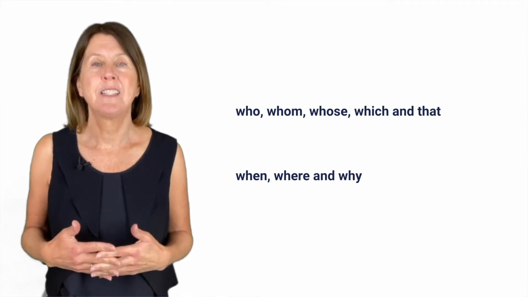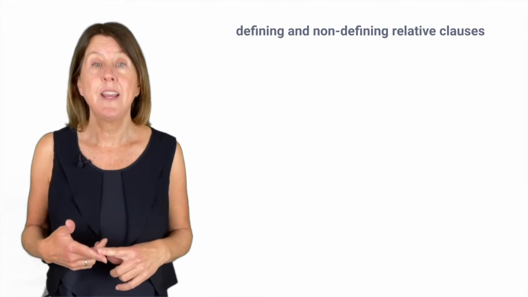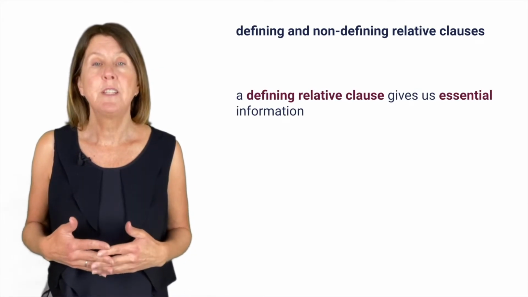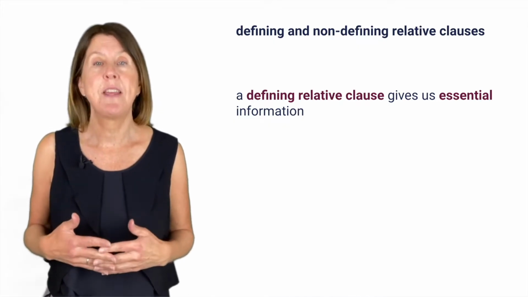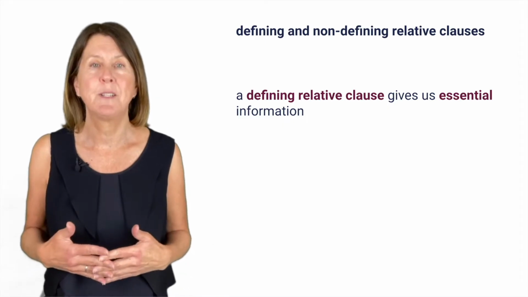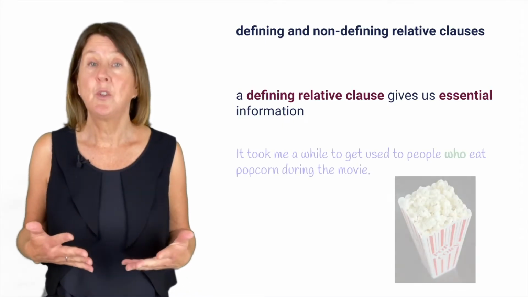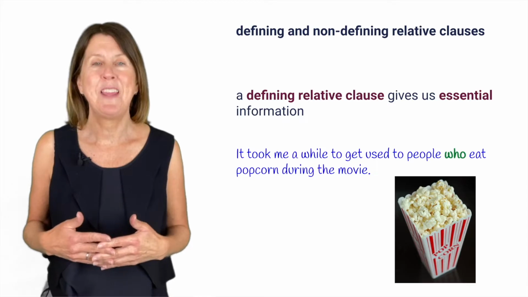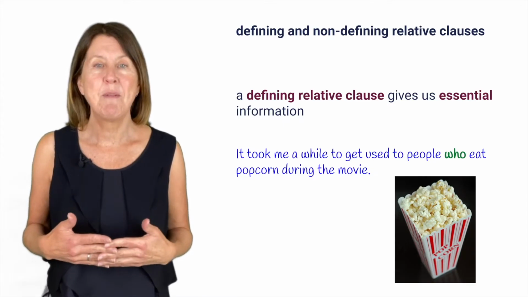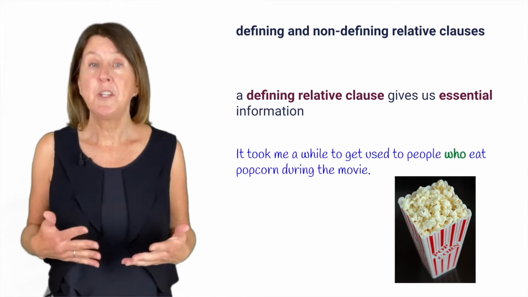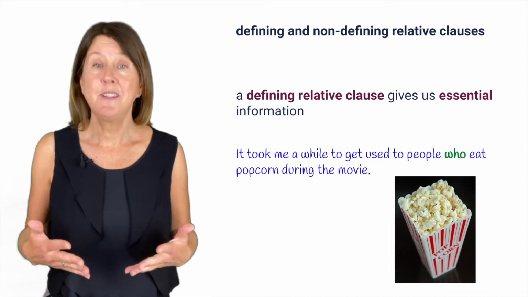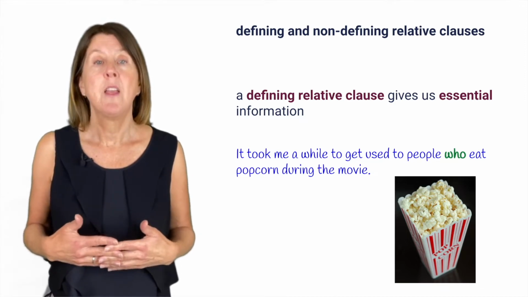Let's remind ourselves of the difference between defining and non-defining relative clauses. A defining relative clause gives us essential information to tell us which person or thing the speaker is talking about. For example, it took me a while to get used to people who eat popcorn during the movie. This is essential information to know which people we are referring to. So it's a defining relative clause.